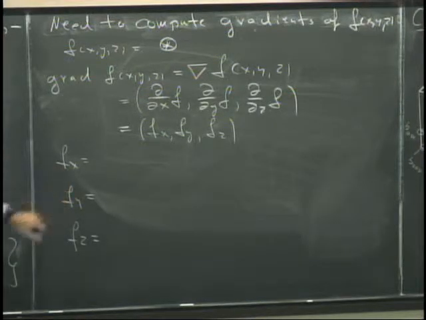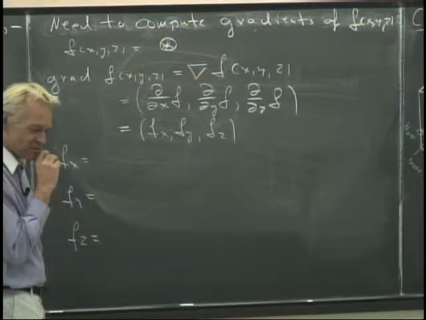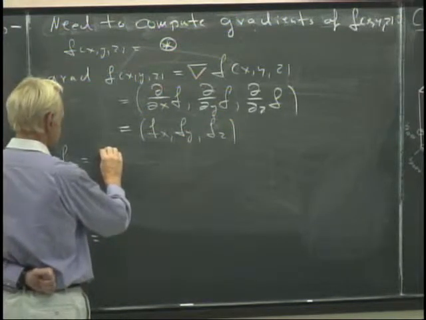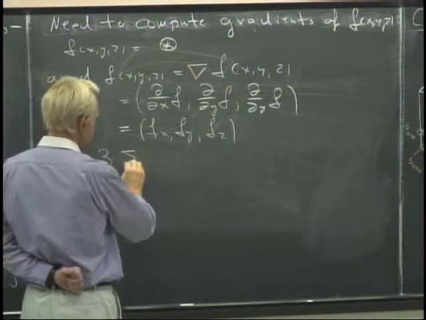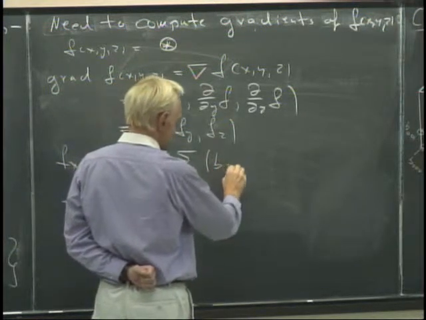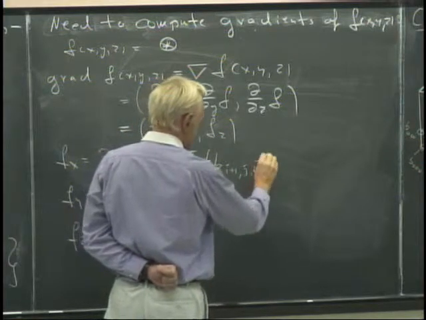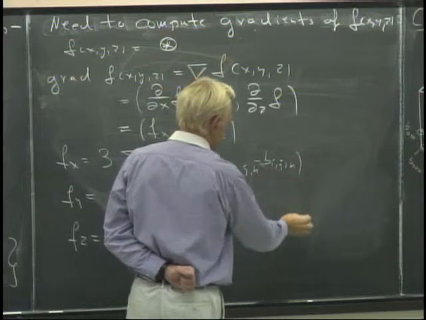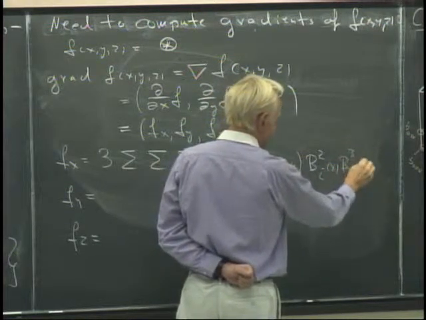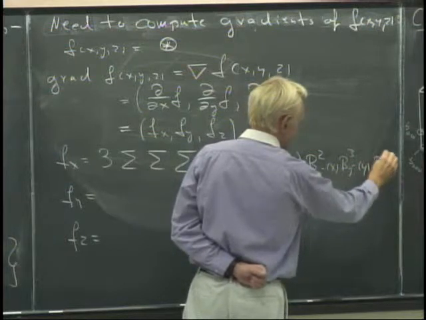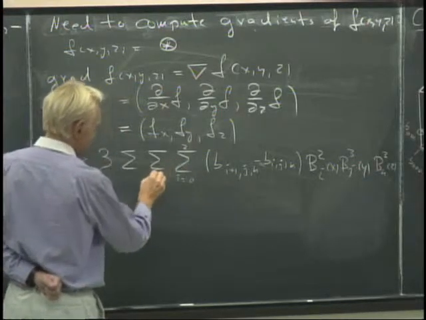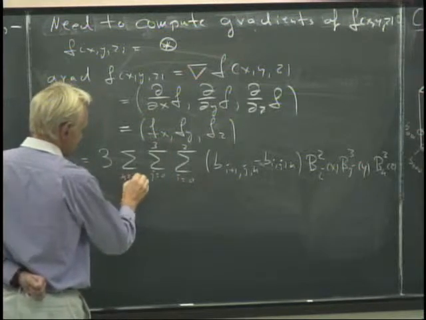So f sub x equals n times the sum of coefficients times Bernstein polynomials of 1 degree less. Because our n is 3, it has to be something like 3 times a triple sum, and it's a difference. In the x direction, it has to be b sub i plus 1, j, k minus b sub ijk, times b sub i of 1 degree less, degree 2, of x, times b sub j, still cubic, of y, times b sub k, still cubic, of z. And the indices i from 0 to 2, j 0 to 3, and k 0 to 3.